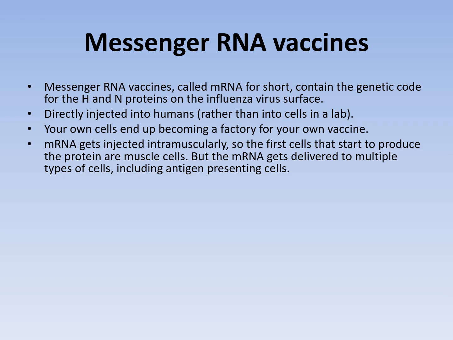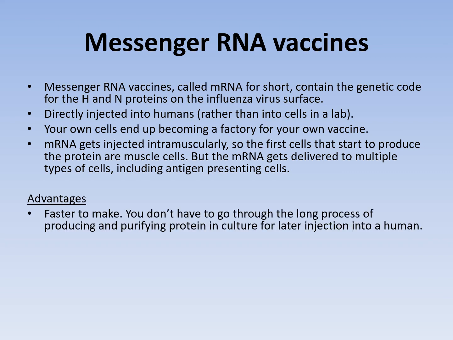It gets injected intramuscularly, so the first cells to start producing the proteins are muscle cells, but then the mRNA gets delivered to multiple types of cells, including what are called antigen-presenting cells, which are very efficient at generating these viral proteins. Advantages are they're really fast to make. You don't have to go through a long process of producing and purifying protein in culture for later injection.